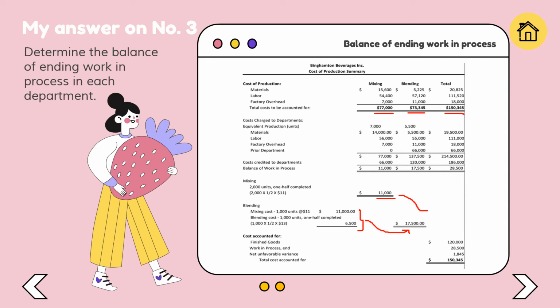$28,500. In calculating the cost accounted for, we have the finished goods, which is $120,000, the work in process ending, which is $28,500, and the net unfavorable variance, which is $1,845. In total, the cost accounted for is $150,345.